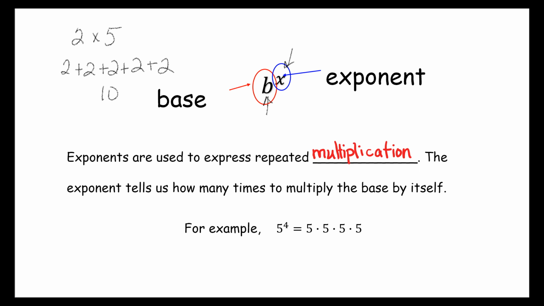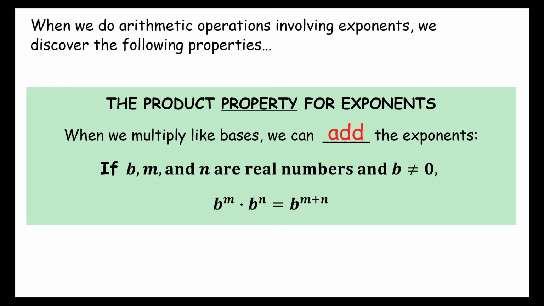Exponents mean repeated multiplication. So when you have something like 5 raised to the 4th power, it means multiply 5 by itself 4 times. So 5 times 5 times 5 times 5. That's what exponents mean. That's what they do. Repeated multiplication. When we do arithmetic operations involving exponents, we discover the following properties.